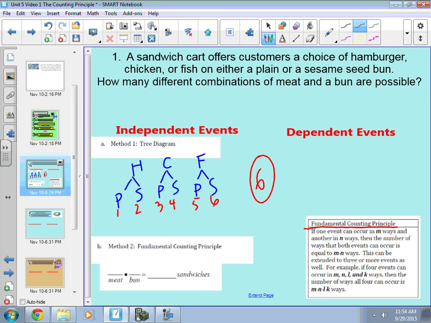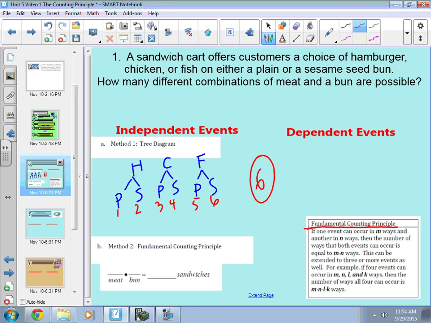And what this says is if one event can occur m ways and another event can occur in n ways, then the number of ways that both events can occur is m times n ways. This can be extended to 3 or more events as well. For example, if 4 events can occur, then the number of ways all 4 can occur is multiplying all the ways together.